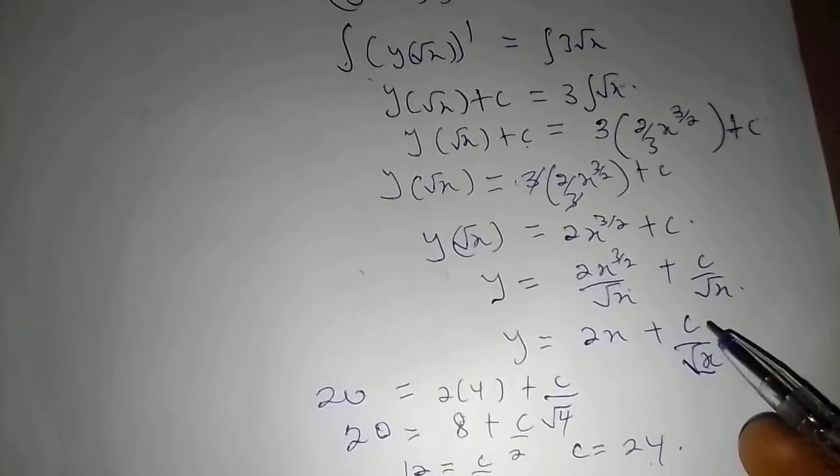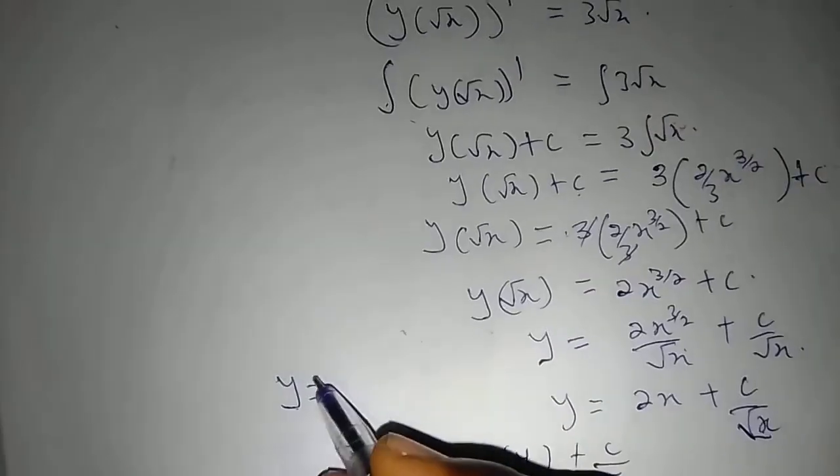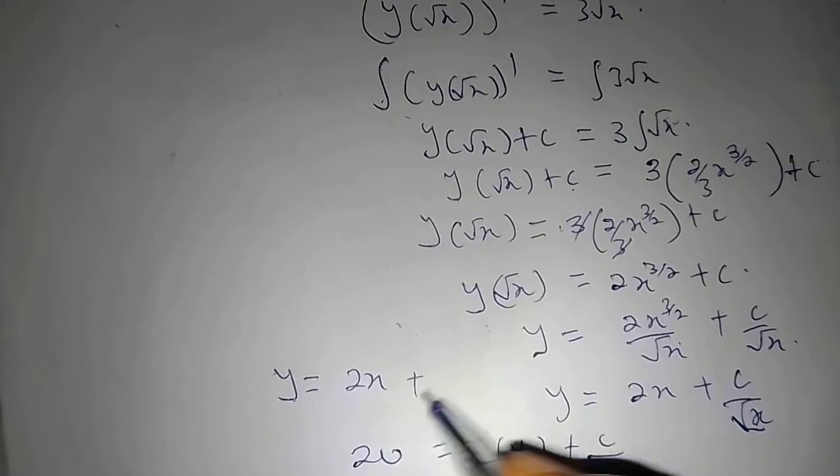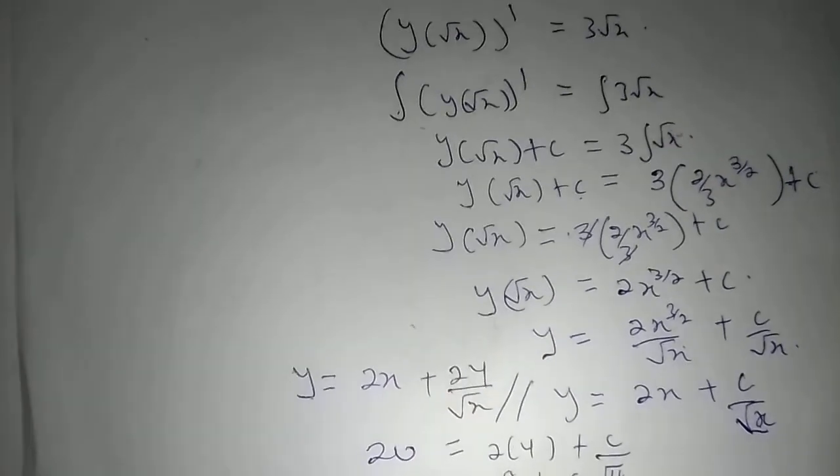I'll replace it with 24 here, and finally I'll get y is equal to 2x plus 24 all over root x as my answer.